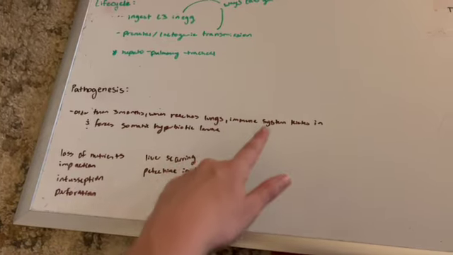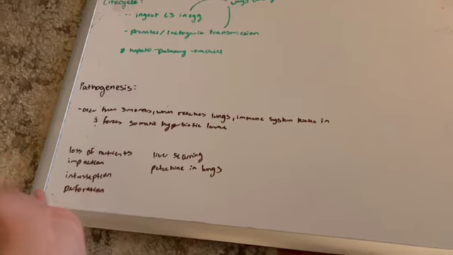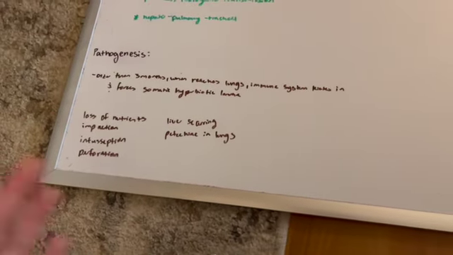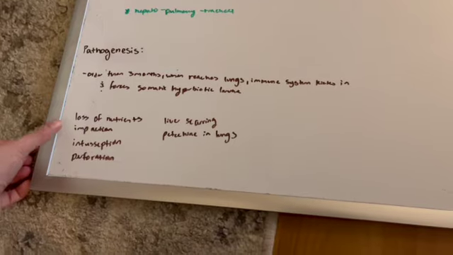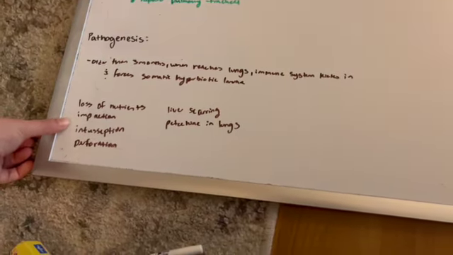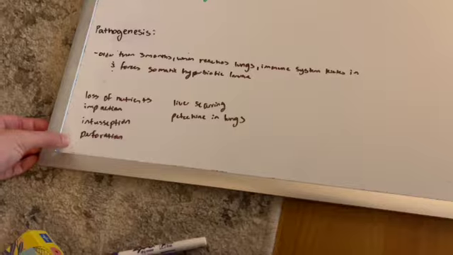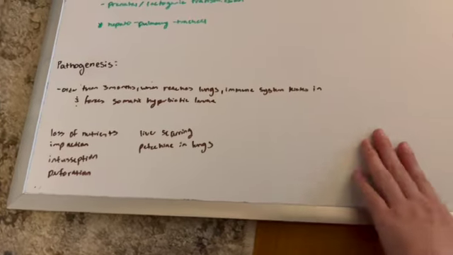So usually in an older dog, you won't really see symptoms unless there is some kind of immunocompromised thing happening. So you'll see it in younger dogs. It can cause loss of nutrients, impactions, intussusception, perforation, liver scarring, and petechiae in the lungs.